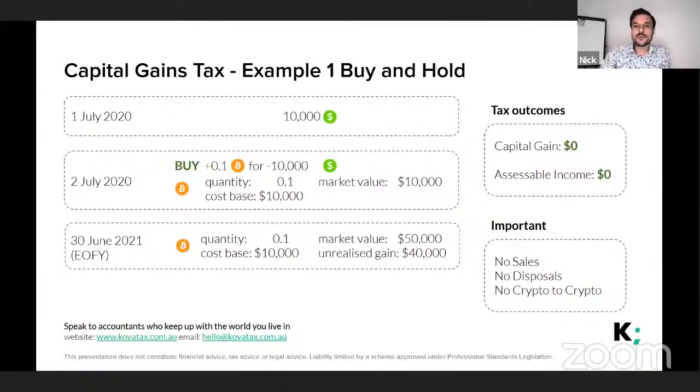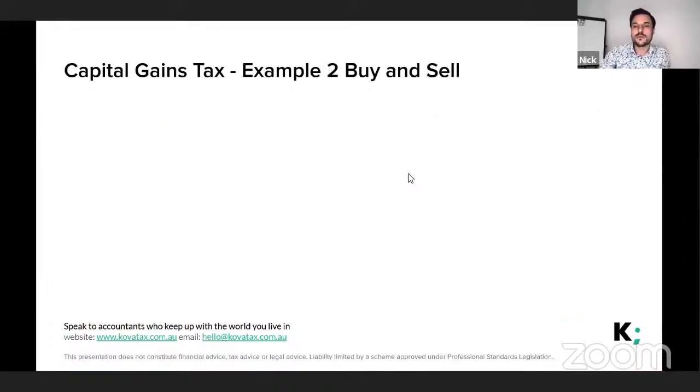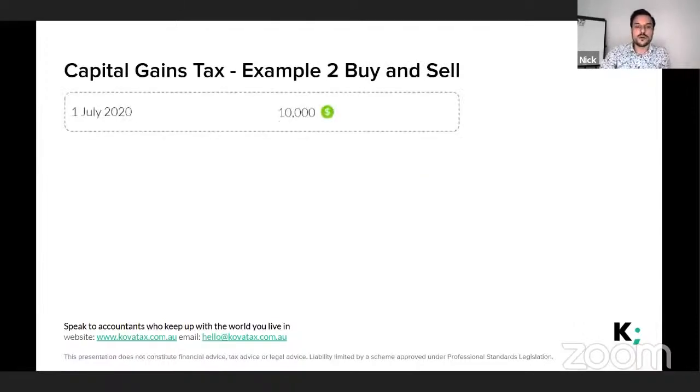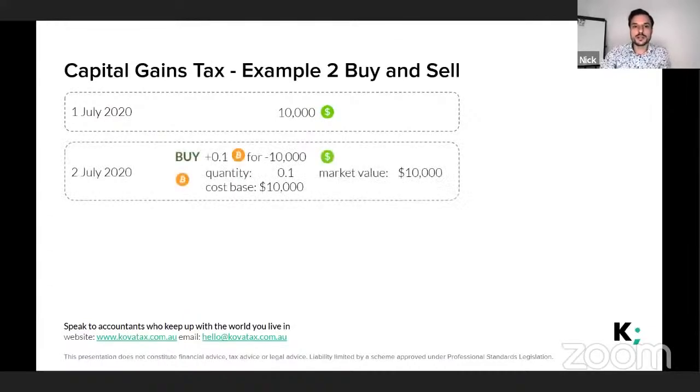All right. So for most people, they probably do want to sell at some point. So let's go through a very simple example for that scenario. So it's the same scenario. Joe's got his 10,000 Australian dollars, right? He decides he wants to invest in cryptocurrency. So he deposits his Australian dollars. He makes a purchase of Bitcoin. Once again, he has 0.1 Bitcoin, market value 10,000, cost base 10,000.